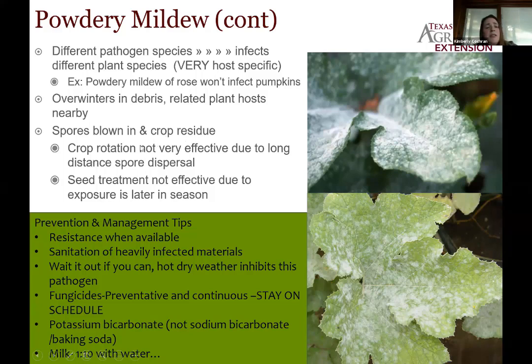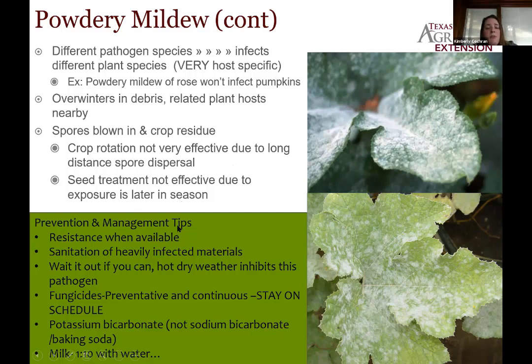And crop rotation is not very effective due to that, because those little clear spores can be blown in from a ways. Seed treatment is not effective due to the fact that we get spores blown in later in the season. A lot of times people ask me about that, and it's just not effective.